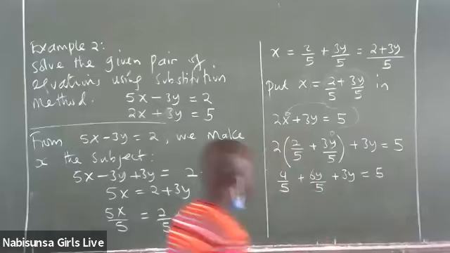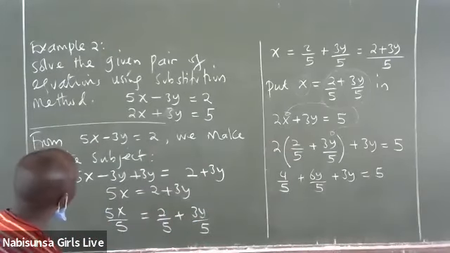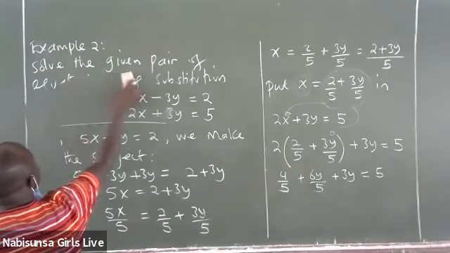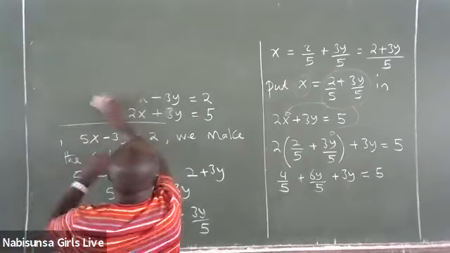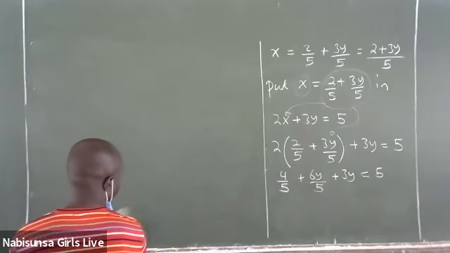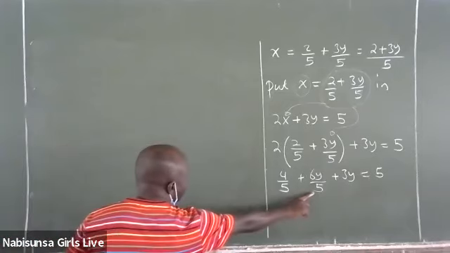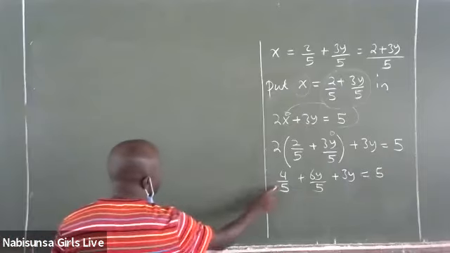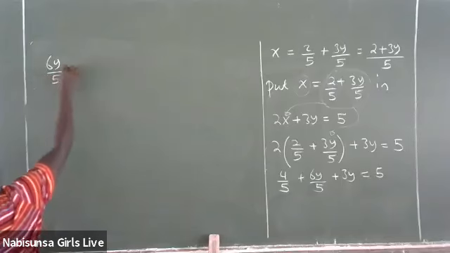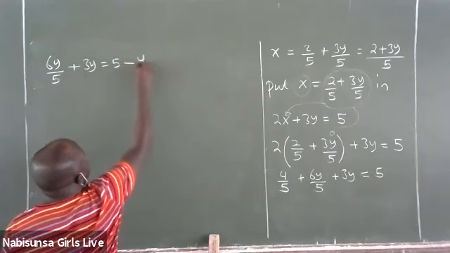Okay, so that's where we are. Now we are at the stage of collecting like terms. I'm removing this. So we are collecting like terms from here. I'm going to take 4 over 5 to the other side, and I have 6y over 5 plus 3y is equal to 5 minus 4 over 5.